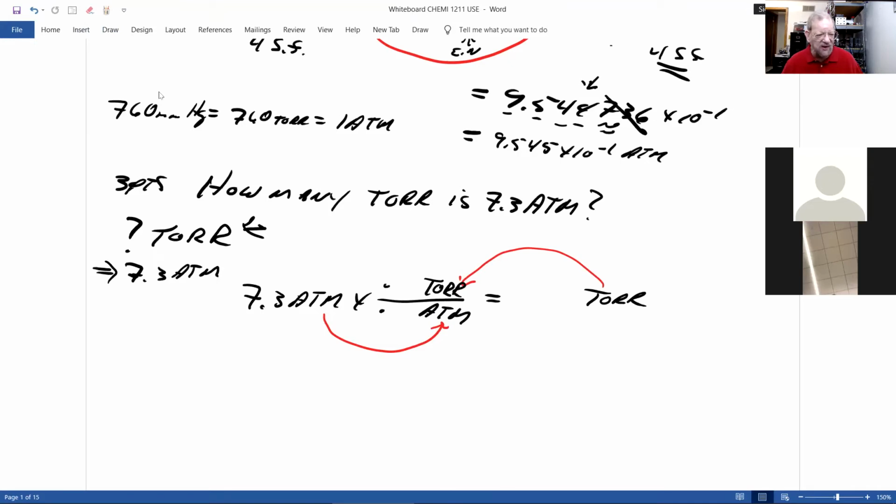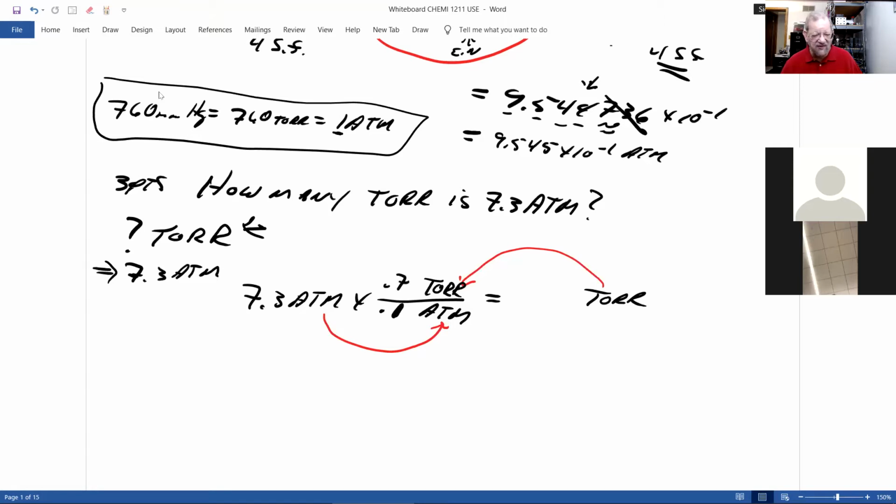And where do I get these numbers? Well, someone was nice enough to write up here this. And we know 1 atmosphere is 760 torr. Don't forget, these are exact numbers. And this is how many significant figures? Oh, he's getting out of his rut. 2 significant figures. So our answer should be 2 significant figures.